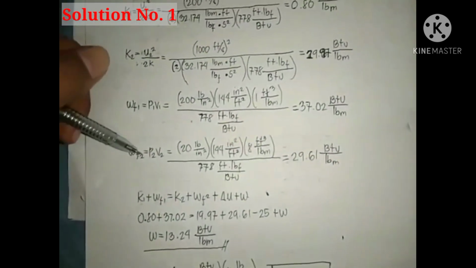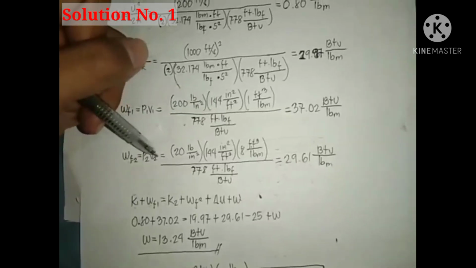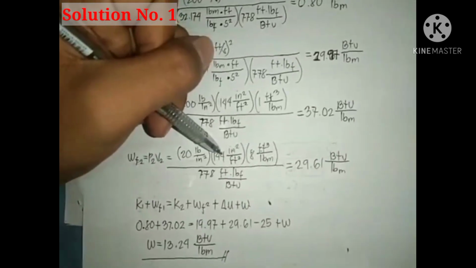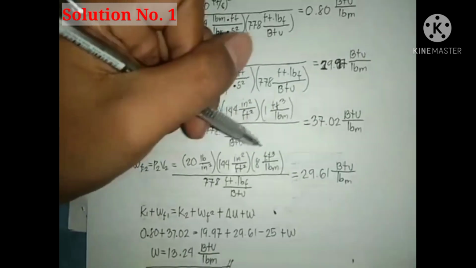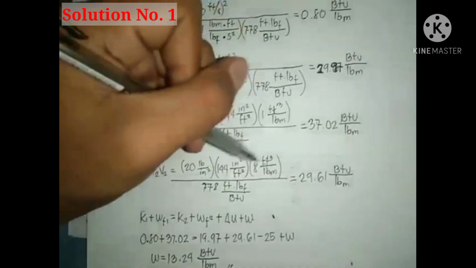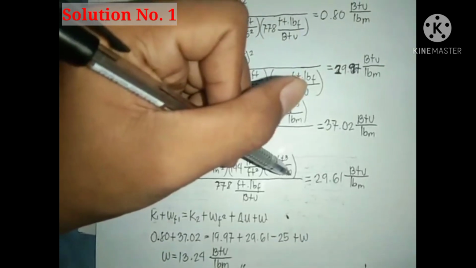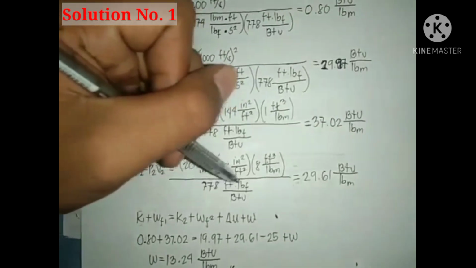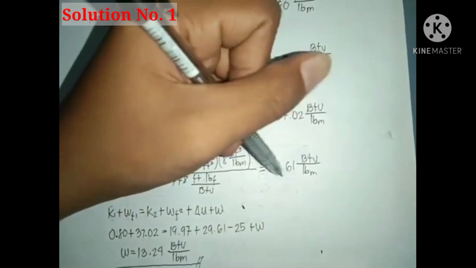To find the workflow 2, we use this formula. Workflow 2 is equal to pressure 2 times volume 2, which is equal to 20 pounds per inch squared times 144 inch squared per foot squared times 8 cubic foot per lbm over 778 lbf foot over BTU, which is equal to 29.61 BTU per lbm.